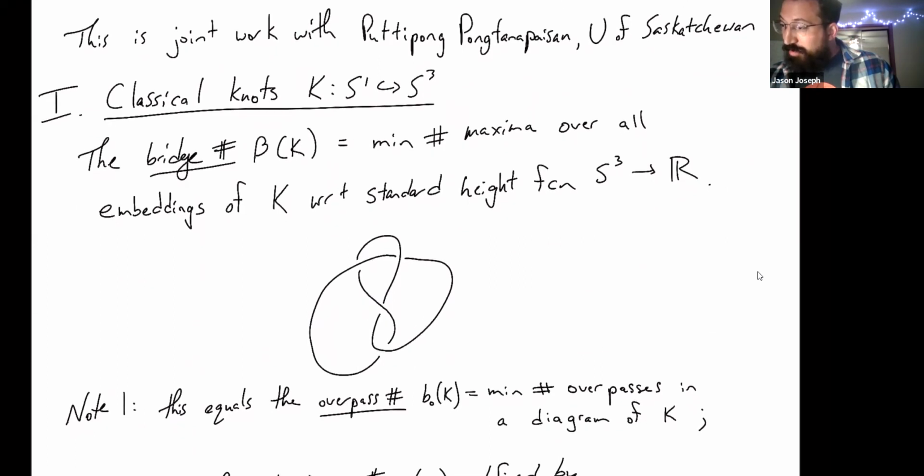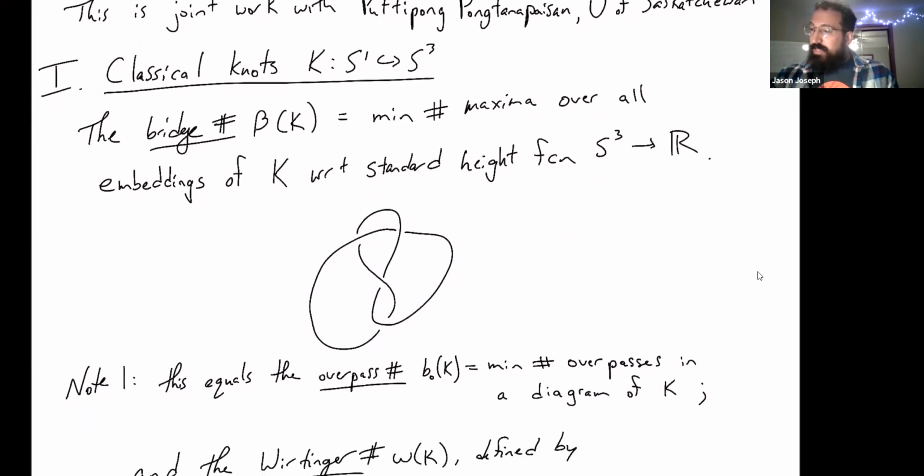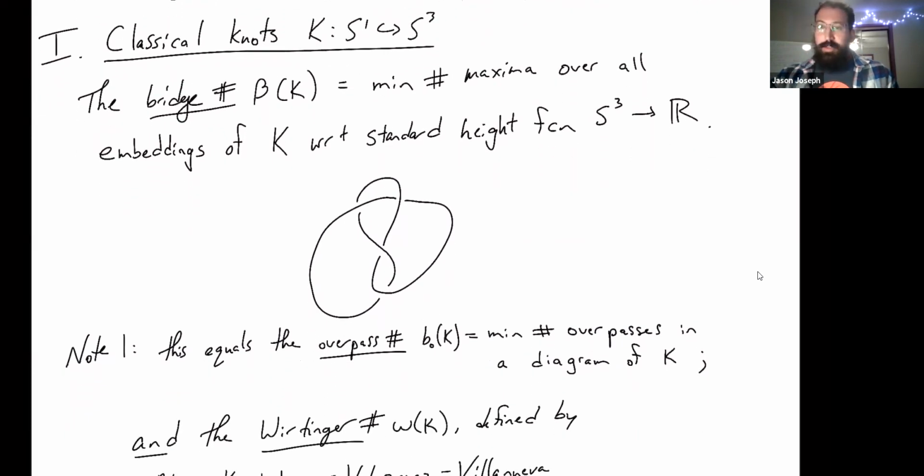I guess the starting place for all of this is the meridional rank conjecture for knots in the three-sphere. It would be really silly to talk for an hour about that without saying what the bridge number or meridional rank is. The bridge number is the minimal number of maxima over all embeddings with respect to the standard height function. Here you see two maxima in this embedding that turns out to be optimal.